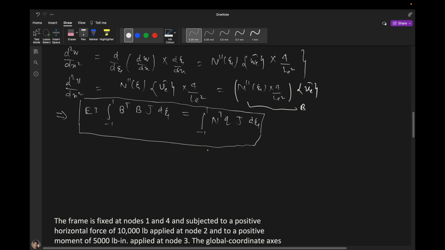Now the thing is Q can be a uniformly distributed load, it can be a varying distributed load, so Q can be a constant also, and Q can be a function of X also, so we need to change accordingly. Now let's move and we will try to implement it in MATLAB.